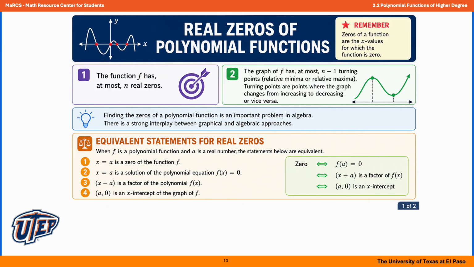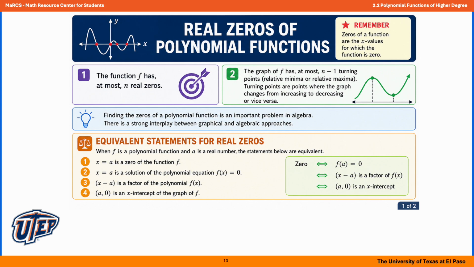Now the degree can also tell us how many turning points, or how many relative minima or maxima the graph of f will have. So the graph of f will have at most n minus 1 turning points. Another way that we can describe turning points are the points at which the graph will change from increasing to decreasing, or vice versa. So now we have some equivalent statements for real zeros.